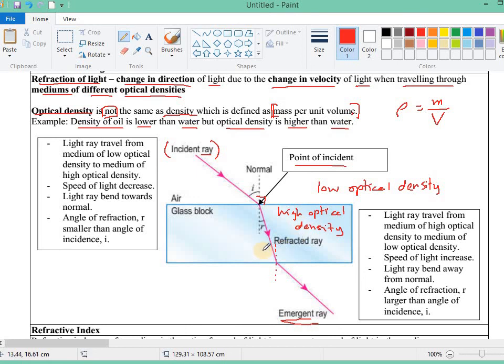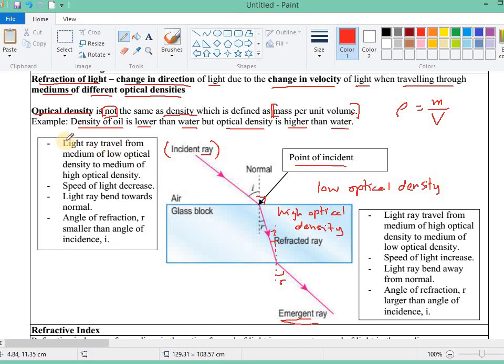So when going from high optical density to low optical density, the speed of the light will increase and it will refract away from the normal. So here the refracted angle will be bigger than the incident angle. The incident angle is small, and this refracted angle is bigger.